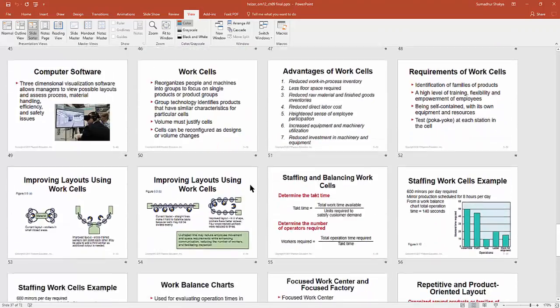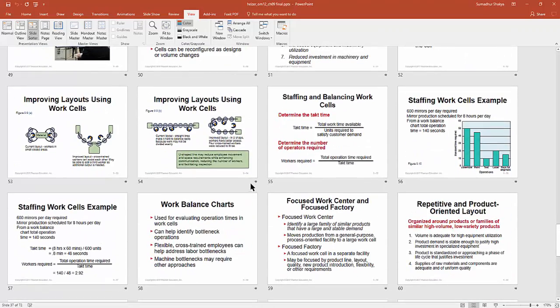Next thing that is introduced in this chapter is the takt time. Takt time is also referred to as cycle time, which is the total work time available divided by the units required to satisfy the customer demand. So, for example, if there is an 8-hour shift, 60 minutes in 1 hour, 6 8s are 48, so there are 480 minutes available in the day for working.